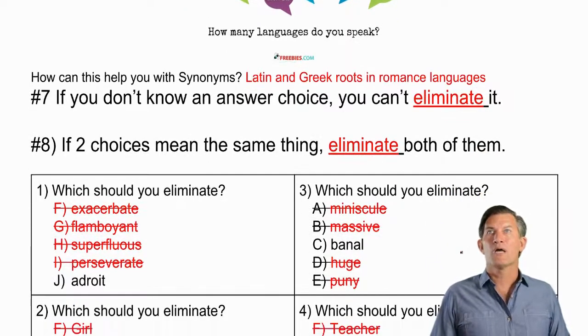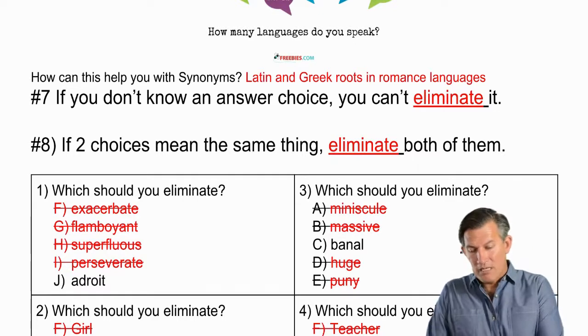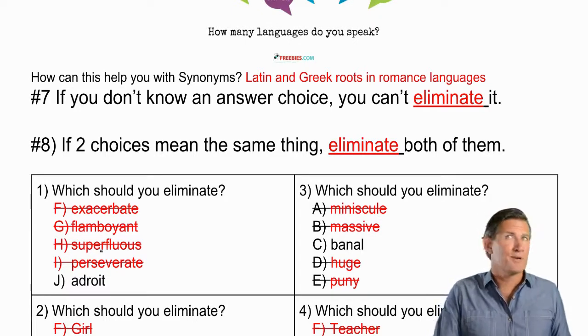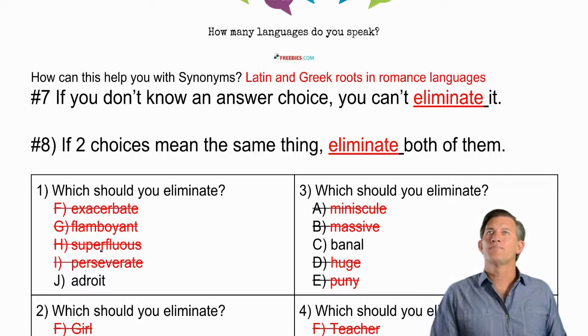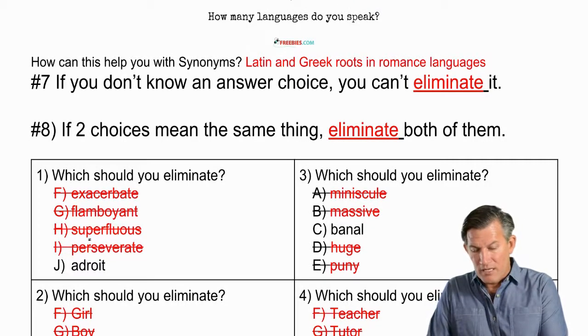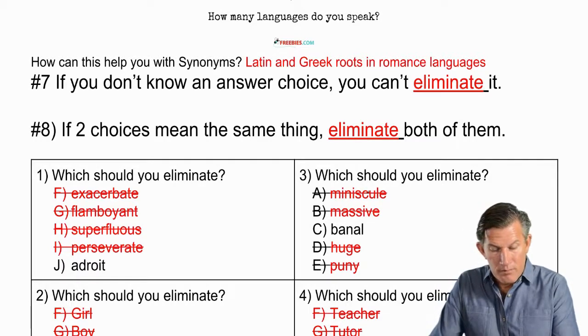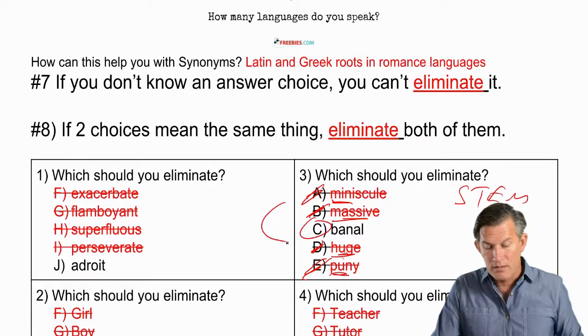Let's try this. Okay. You probably don't know what exacerbate means. Or flamboyant, or superfluous, or perseverate, unless you've watched my other videos. Flamboyant means sort of fancy, and superfluous means more than is needed. And minuscule, mini, means small. So you can eliminate both of these. Huge and massive mean the same thing. So even without knowing what the stem word is, we have C. C is the correct answer to that, okay?